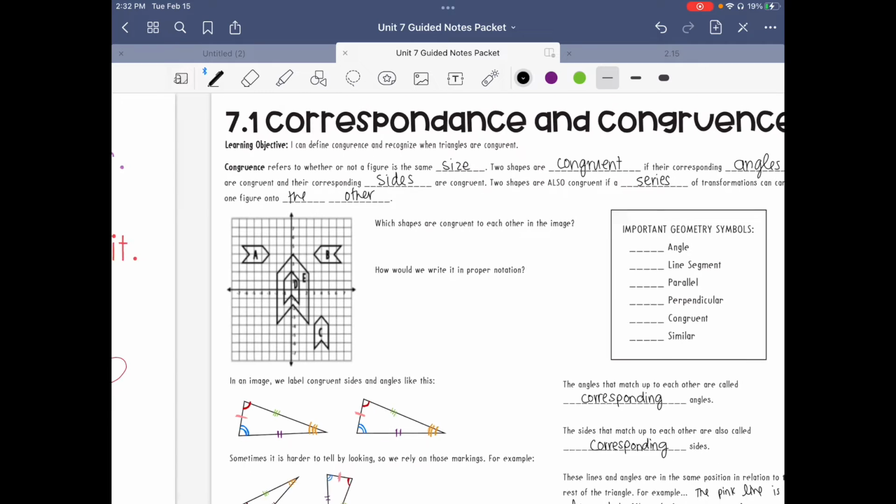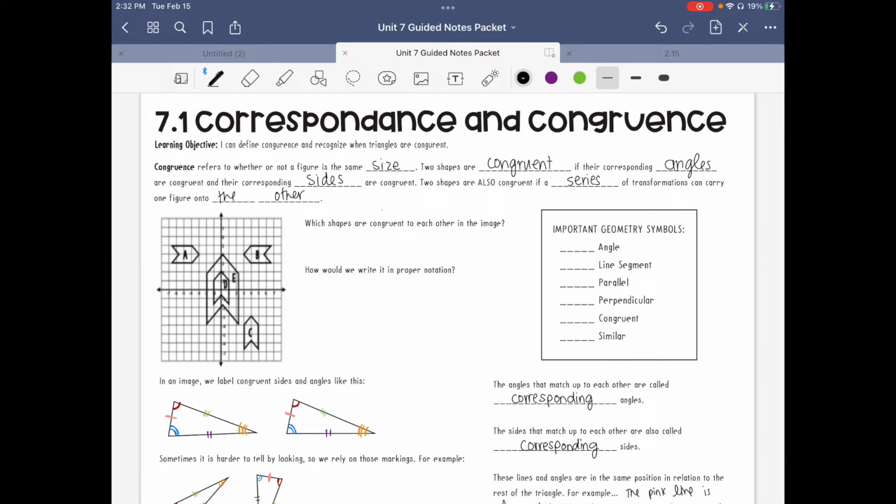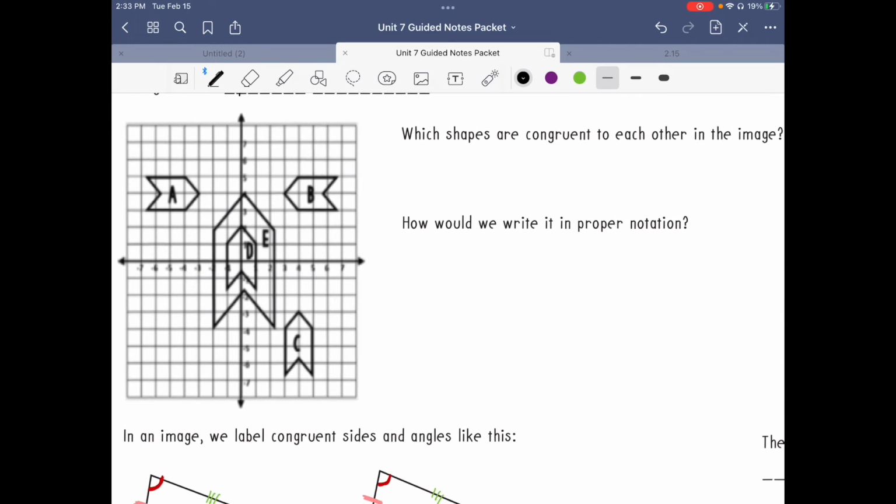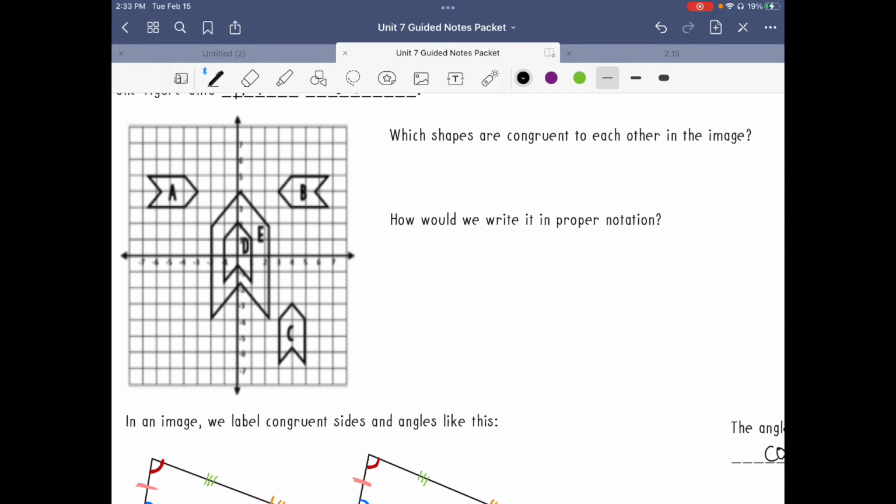When we say it can carry one figure onto the other, that's like saying if this is your pre-image and this is your image, and we transformed it and it landed right here, right on top, then that's being carried onto this other shape, okay? That's what we want to have happen in transformations usually, and that is a way that we know things are congruent. So if you take something and you do basically anything but a dilation to it, it's going to stay congruent. So we're going to look at this picture and say which shapes are congruent to each other in this image. Take 10 seconds, figure that out.